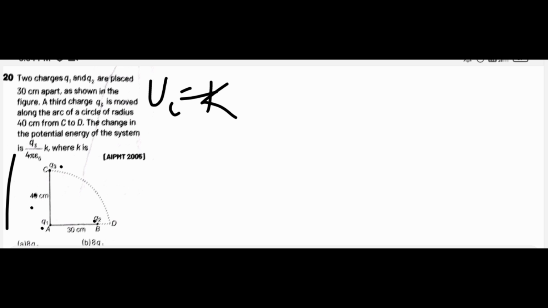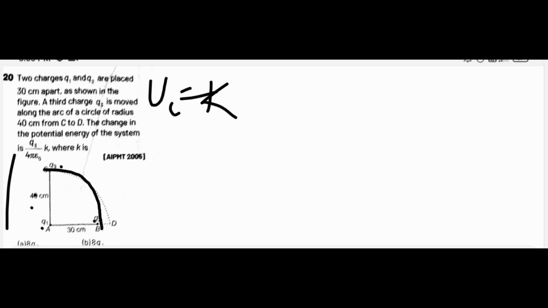After that, they are asking the potential difference, that is Vd minus Vc. From this point to this point, that charge is coming. So you substitute, subtracting Ud minus Uc. You will get one value, which will be substituted with those values, and you will get the answer. I will be solving that clearly.